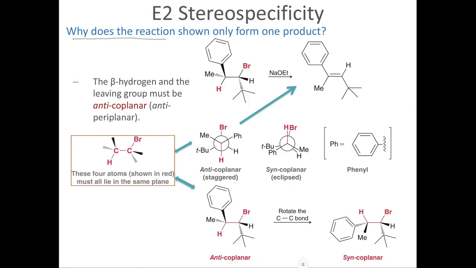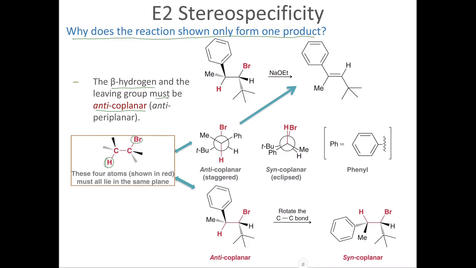Why does the reaction shown below only form one product? Here we're going to consider what is called stereospecificity. In stereospecificity, the proton to be removed must be anti-coplanar to the leaving group. In other words, they have to be on the opposite sides of the same plane. If one is on the bottom, another one should be on top on the same plane.